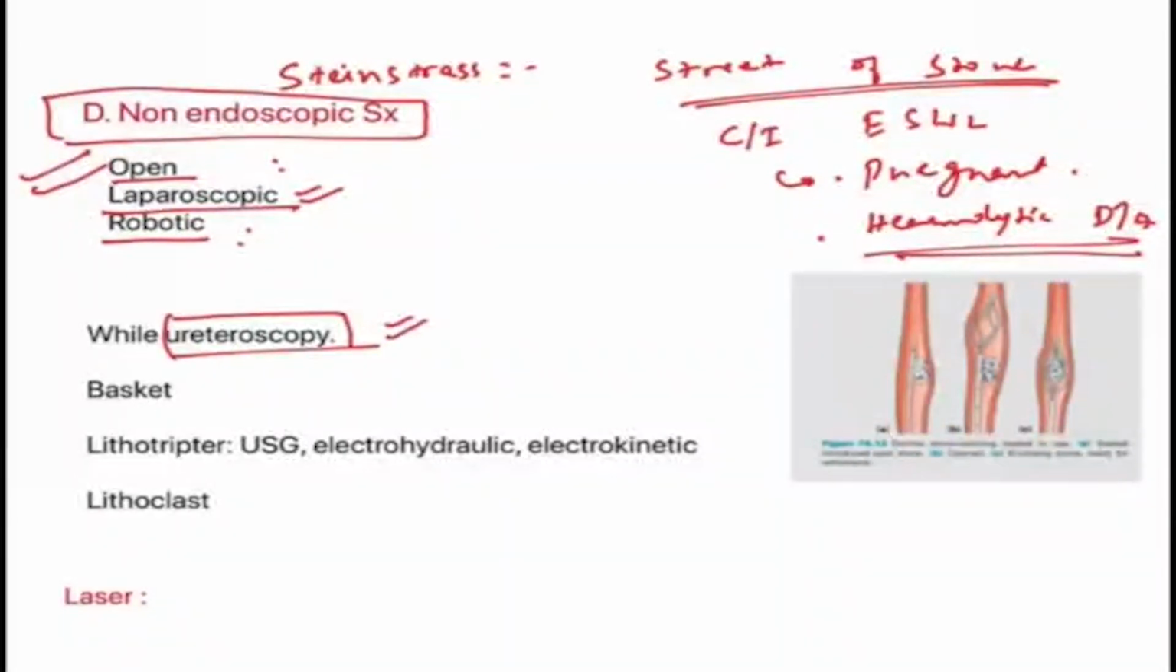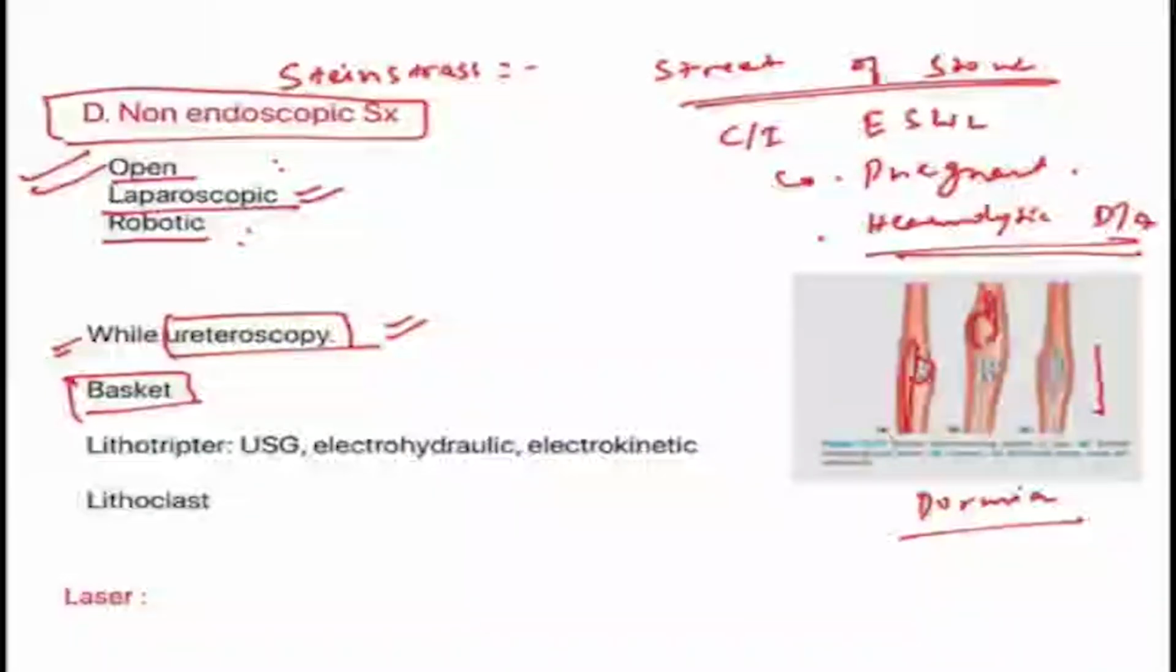When we are doing the ureteroscopic, that is endoscopic, route, then to extract the stone there are multiple methods. One is basket extraction. So this is the diagram of the Dormia basket, in which this is the scope. When it passes proximal to the stone, this basket is opened up, and when it is pulled down, it takes the stone with it. So this is called the Dormia basket.